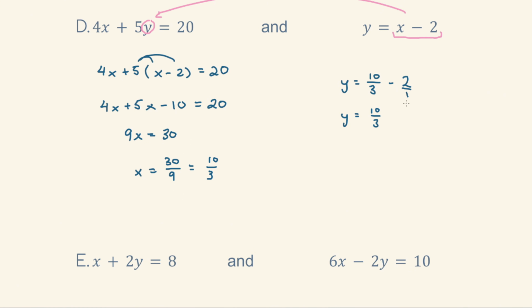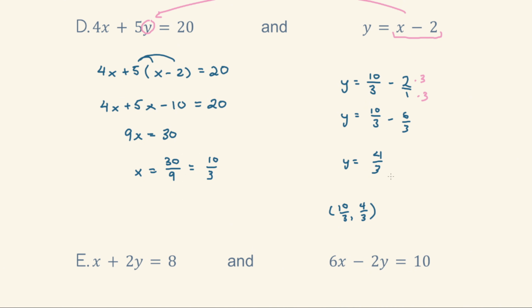Let's put this over 3, okay? So we multiply the top by 3, multiply the bottom by 3. You're going to get 6 over 3. So now we have a common denominator here. 10 minus 6 is just going to be 4 over 3. So your final answer is 10 over 3, 4 over 3.